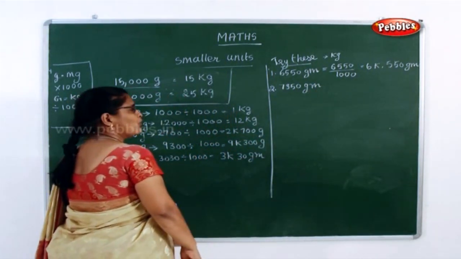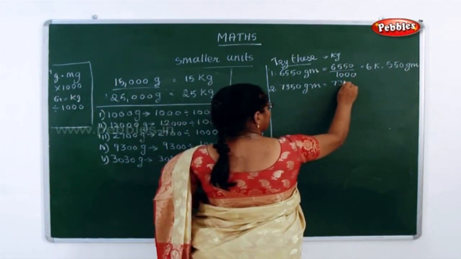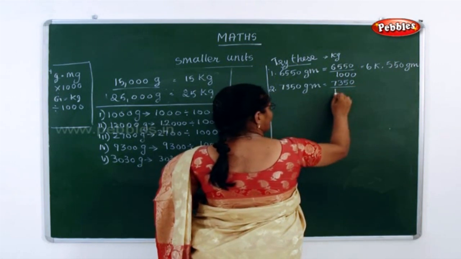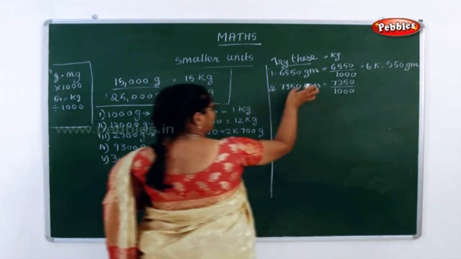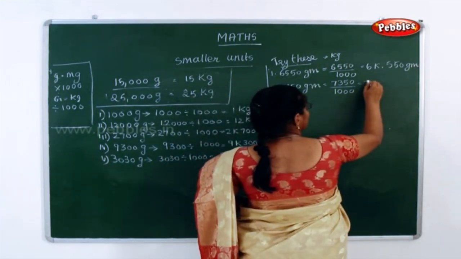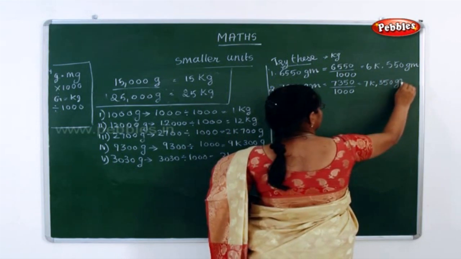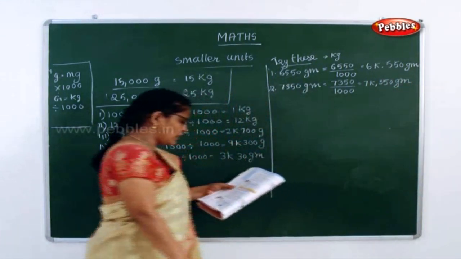7,350 grams. Now how will you convert this? Same way, you have to write 7350 by 1000. Because when you want to convert gram into kilogram, you have to divide. So what is the answer you will get? 7 kilos and 350 grams.